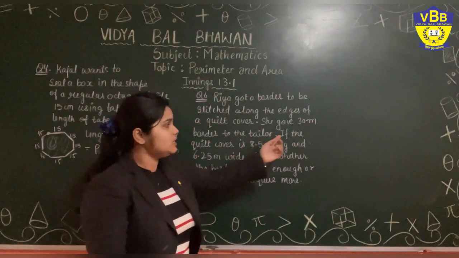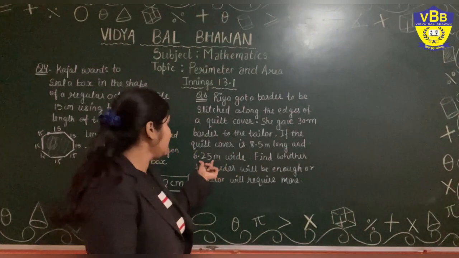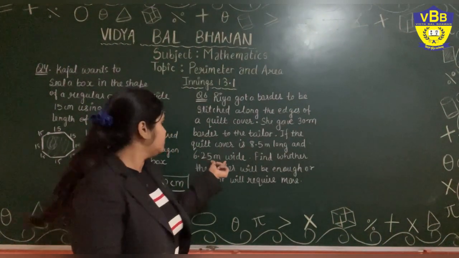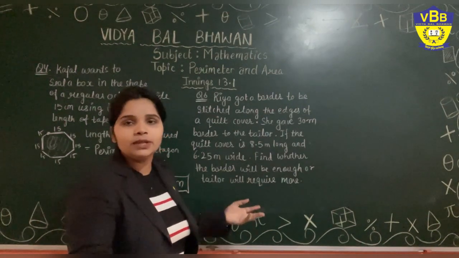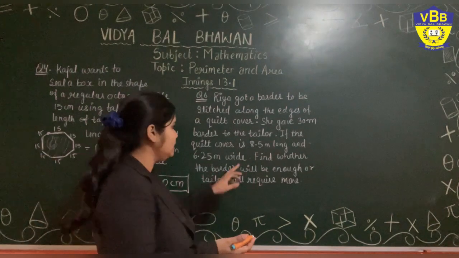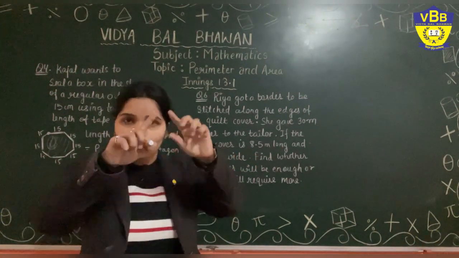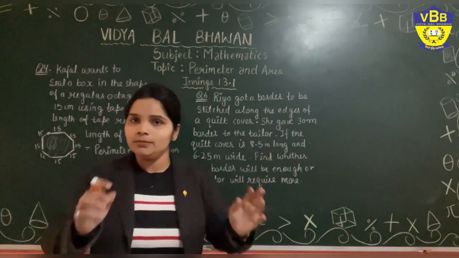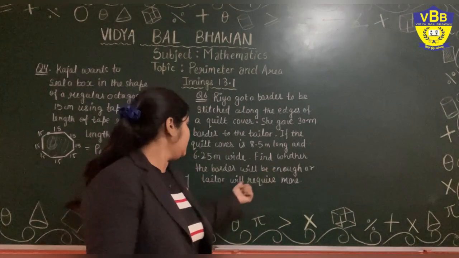Now, what is the size of the quilt cover? The quilt cover is 8.5 meter long and 6.25 meter wide. That means length and breadth of the quilt cover are given. If length and breadth are there, the shape of the quilt cover is a rectangle. Now I know the length and breadth of the quilt cover. Find whether the border will be enough or not.